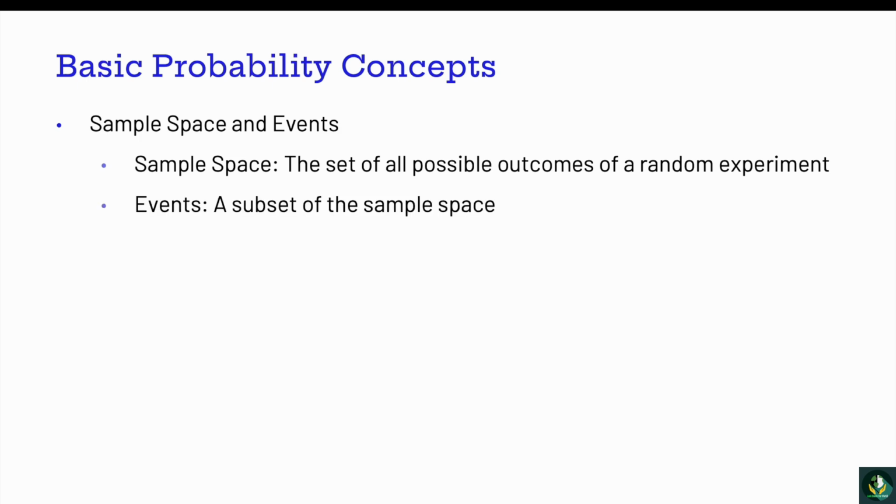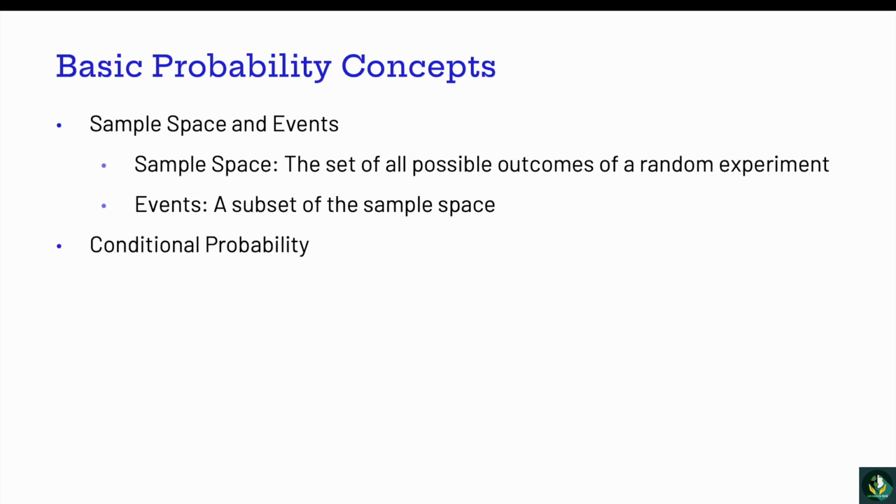Then we have events. An event is a subset of the sample space. Example can be rolling an even number, where E equals 2, 4 or 6. So those are the possible outcomes, which is an event that might happen, or rolling an odd number, in which case we have 1, 3 and 5.